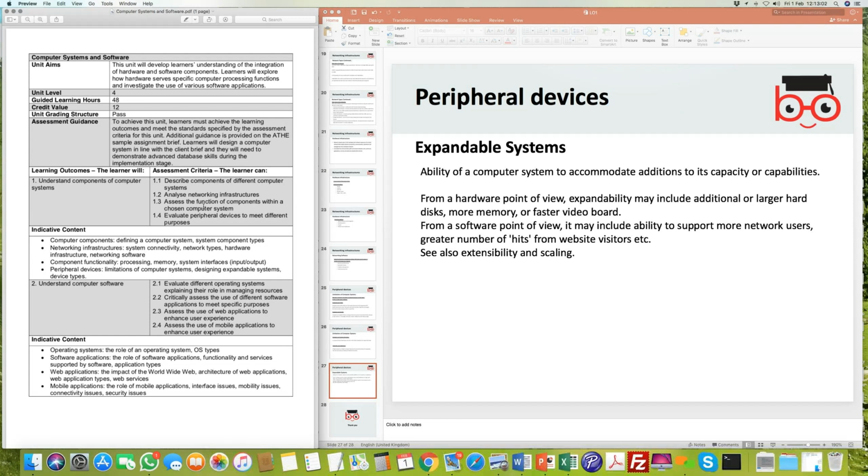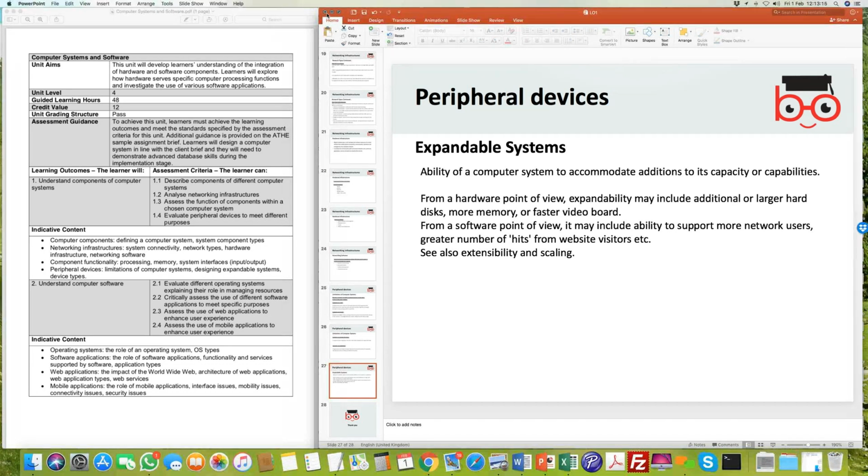So the first learning outcome is understanding the basics of hardware from the standpoint of a computer system, and that would enable you to add on to some of the basic knowledge that we put together on the PowerPoint slides here.